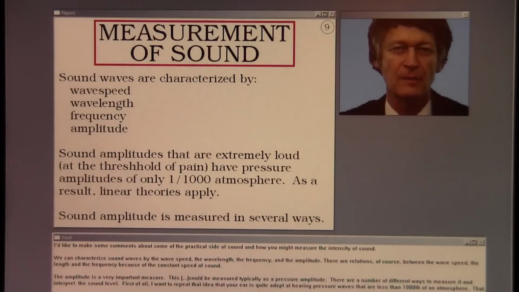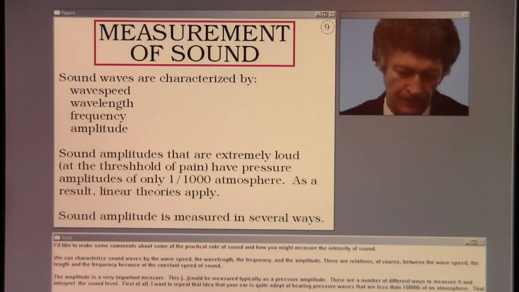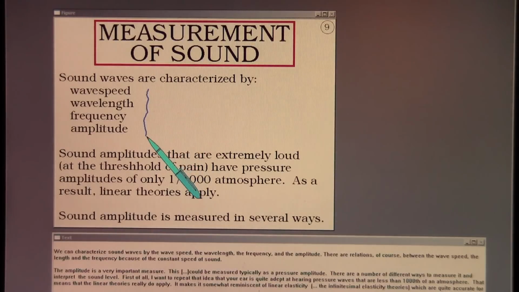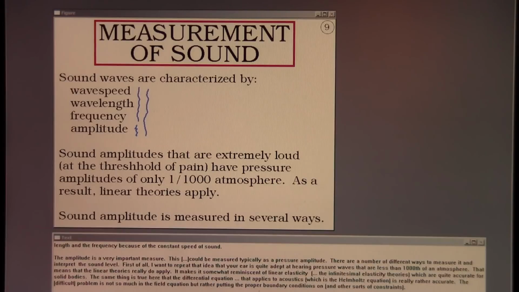I'd like to make some comments about some of the practical side of sound and how you might measure the intensity of sound. We can characterize sound waves by the wave speed, the wavelength, the frequency, and the amplitude. And there are relations, of course, between the wave speed, the length, and the frequency because of the constant speed of sound. The amplitude is a very important measure. This could be measured typically as a pressure amplitude, and there are a number of different ways to measure it and interpret the sound level.